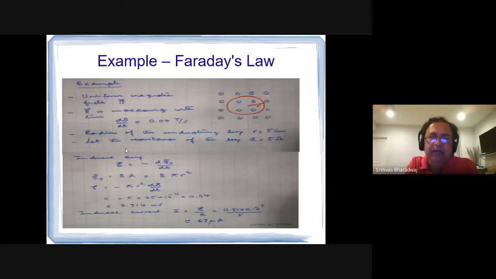And then you have to multiply the two, B times A or B dot dA, and if there is an angle between the two, then you must use that BA cos theta also, and that will give you that. And then you need to find out which is changing, whether it's the area that's changing or whether it's the B that's changing, and based on that you will produce an EMF. And once you have the EMF, then V by R will give you the current.